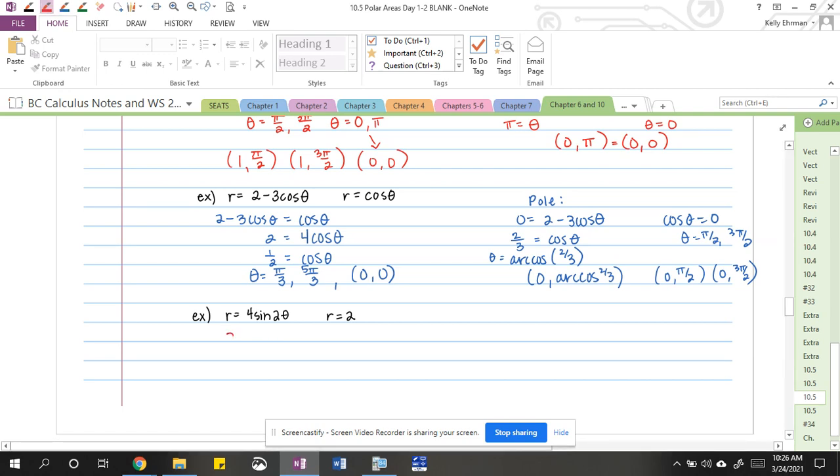Last example, when is 2 equal to 4 sine of 2 theta? Last example in this set, I should say. Get your hopes up, yeah.